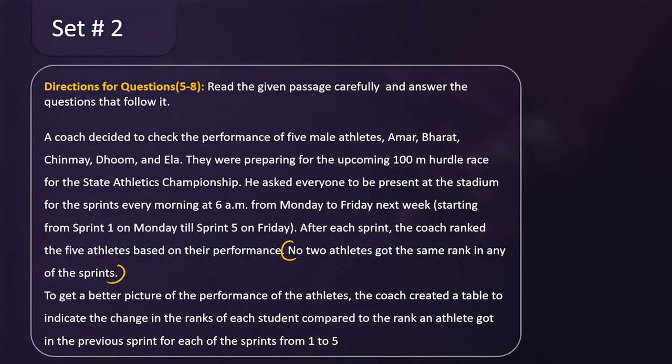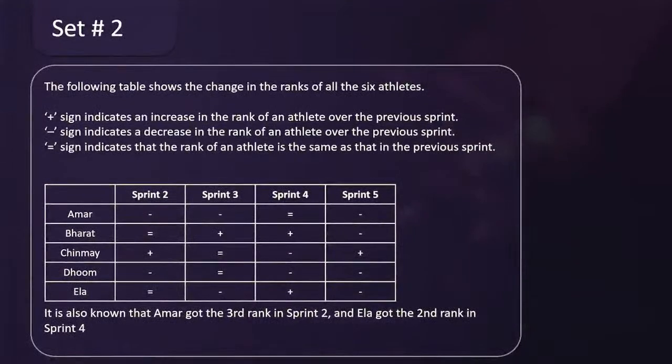Now, the coach is extra clever. So what did he do? To understand the better picture of the performance, the coach created a table to indicate the change in the ranks of each student compared to the rank an athlete got in the previous sprint from each of the 5 sprints 1 to 5. So he made a table which indicates the change in the ranks, not the actual ranks but the change in the ranks. Now let's see how this will be displayed in the table. So this is what the coach did. Have a look at this.